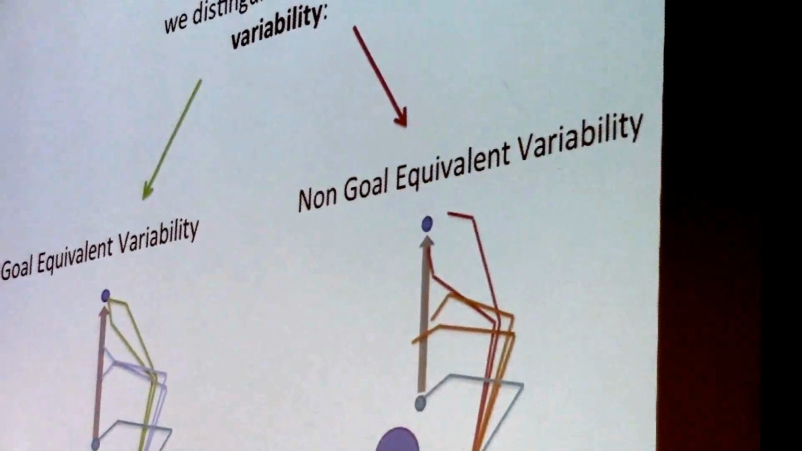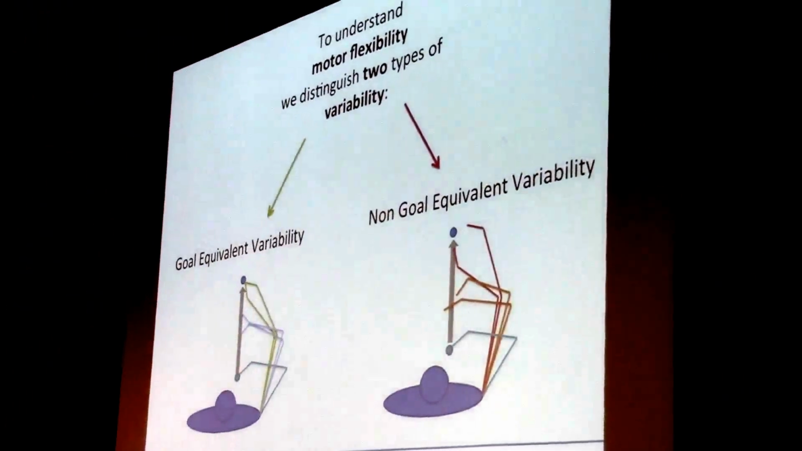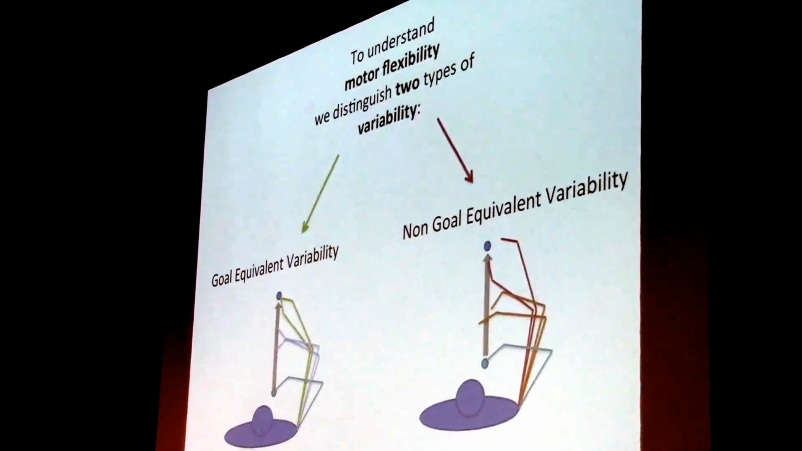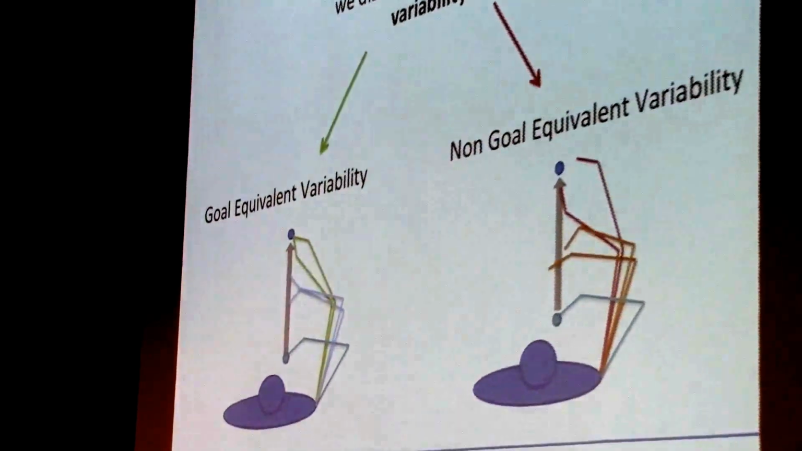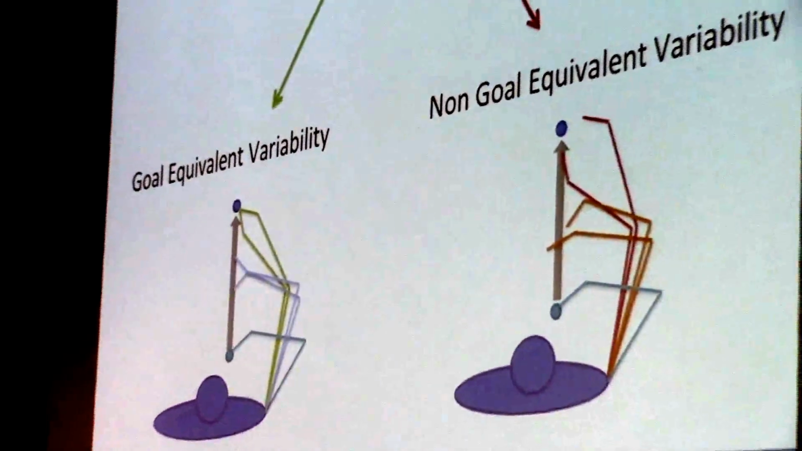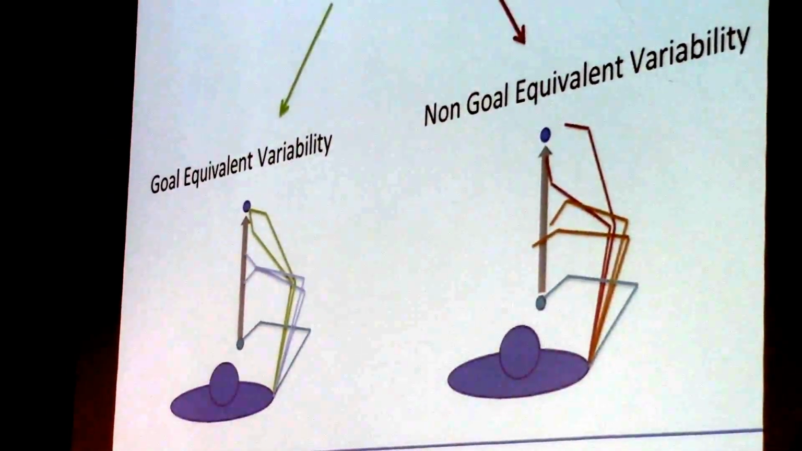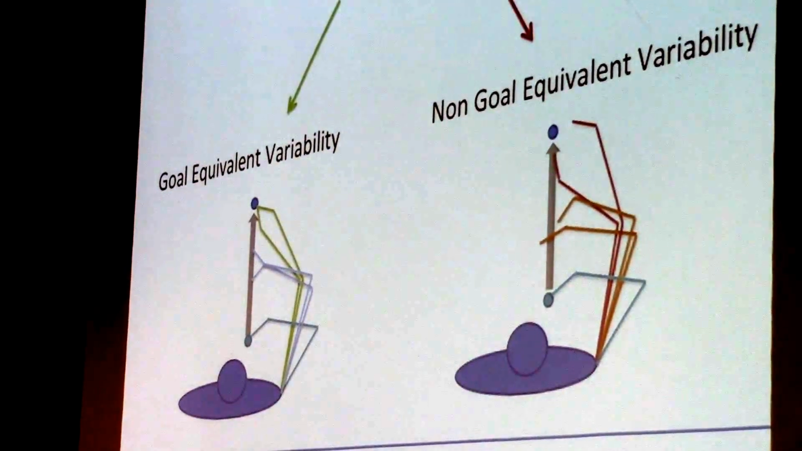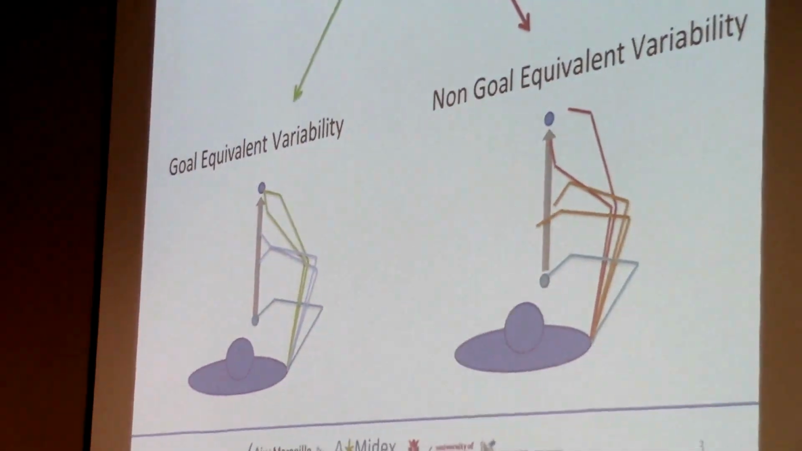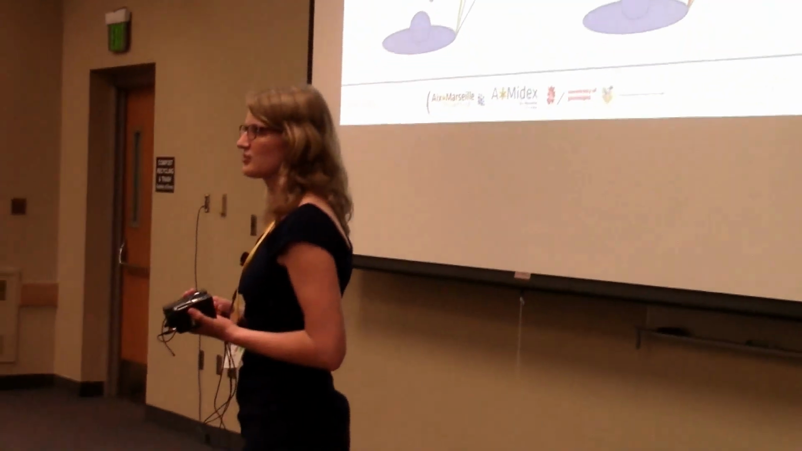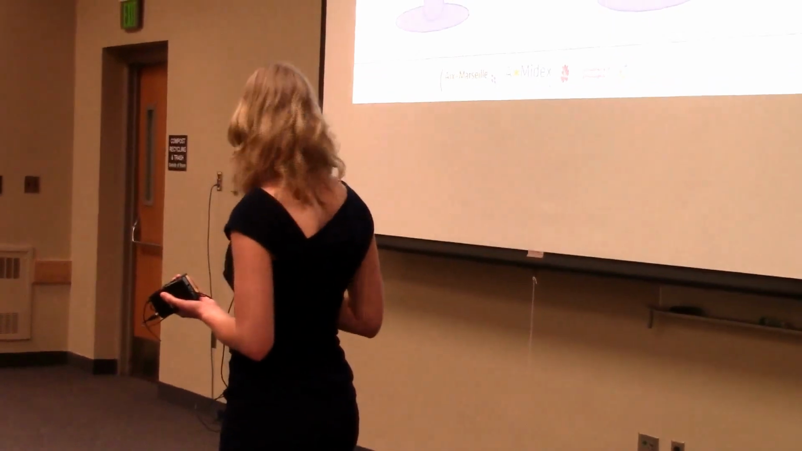If you want to understand motor flexibility, we propose that we distinguish two types of variability, which is goal equivalent variability and non-goal equivalent variability. And the variability is the variability of the fingertip and the variability of the joint angles. And we see this not as a different strategy, but as a coordinative solution.